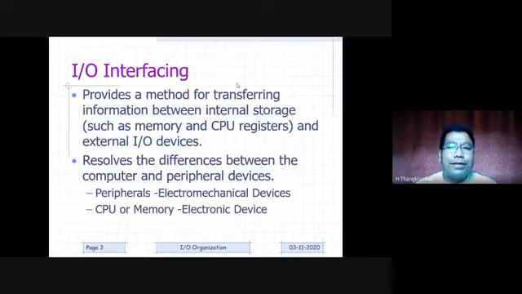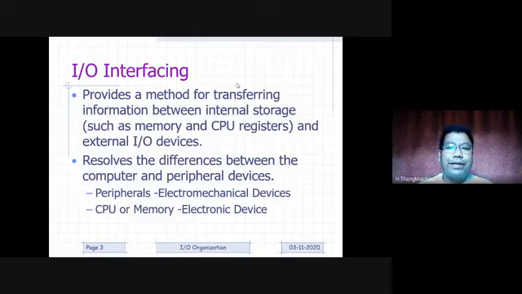Now, I/O interfacing. So we are going to study the interface between CPU and input-output devices. I/O interfaces provide a method for transferring information between internal storage, such as memory or CPU registers, and external I/O devices or peripherals.